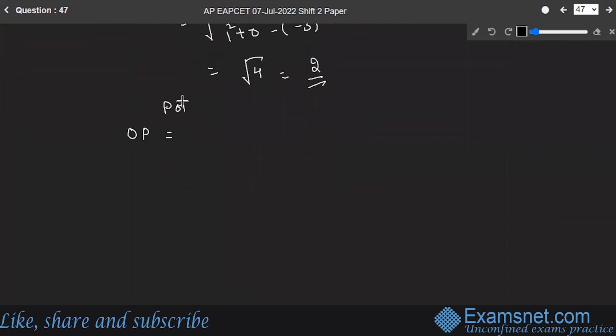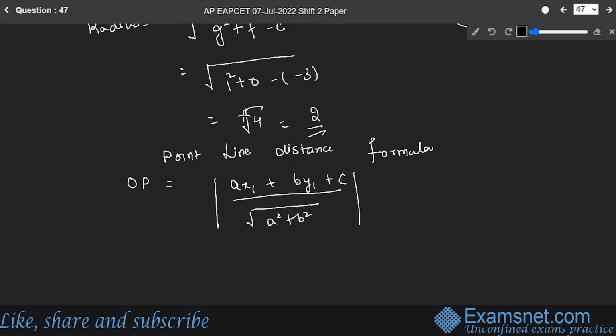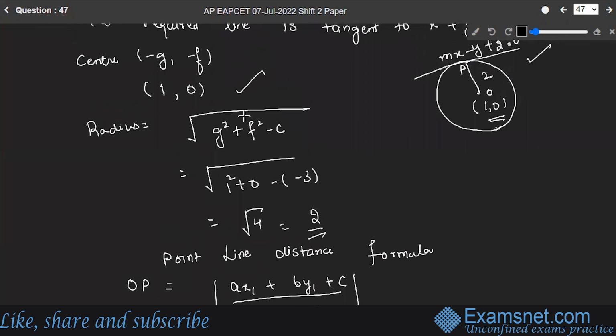Point line distance formula. What is that? It's given by the modulus of Ax1 plus By1 plus C, whole divided by the square root of A square plus B square. What is A? It is the coefficient of x of the given equation, which is m in this case.